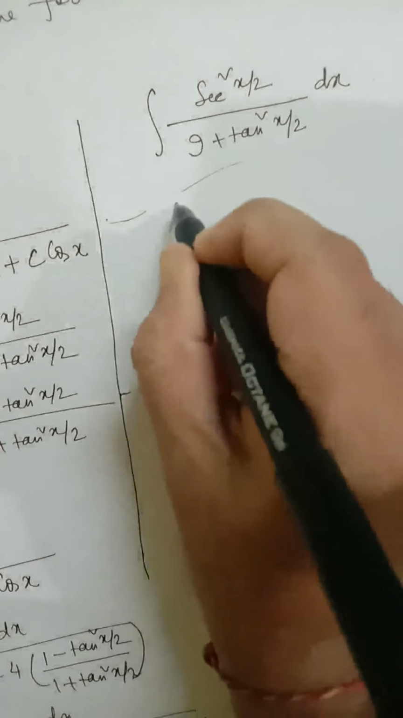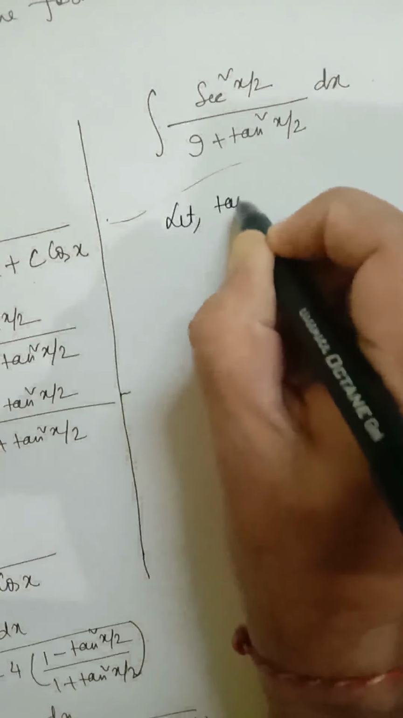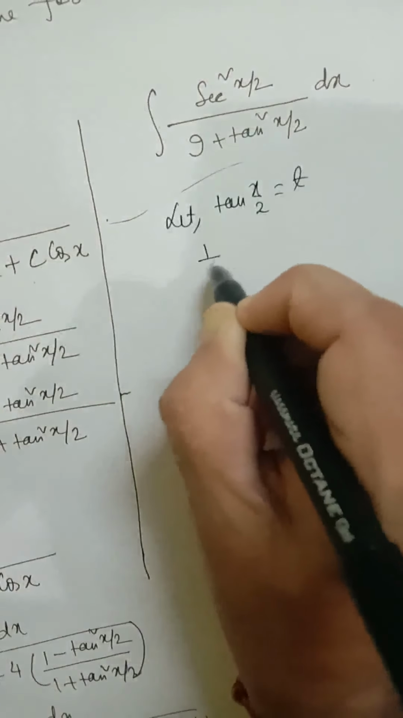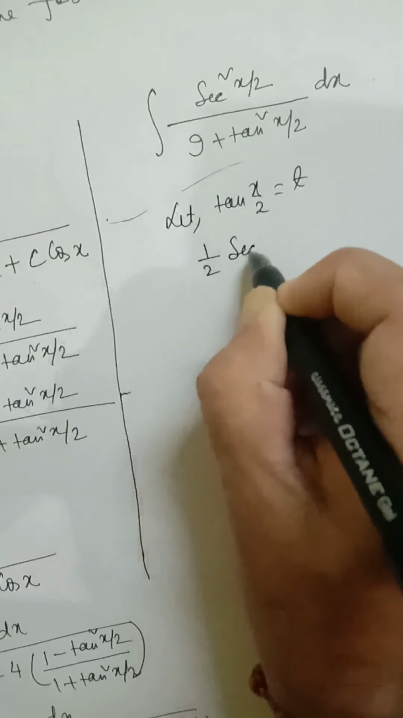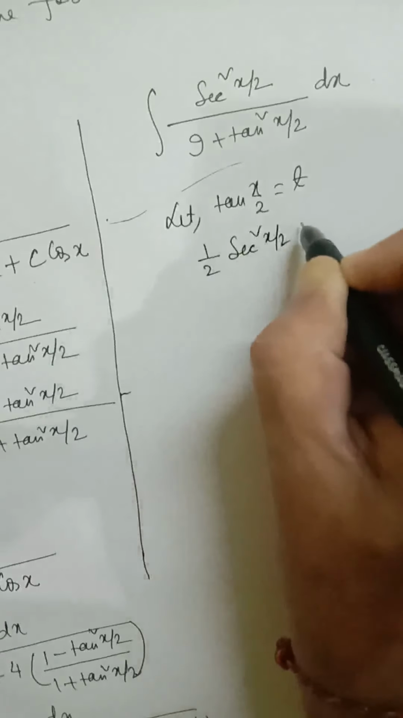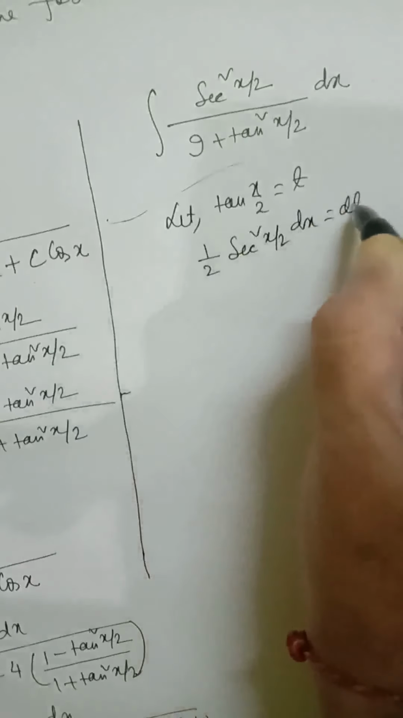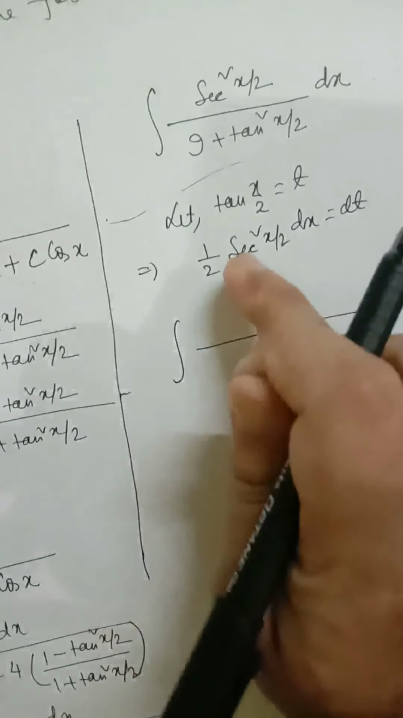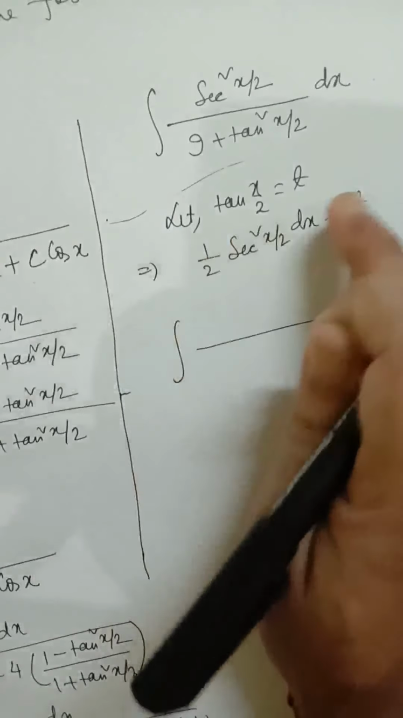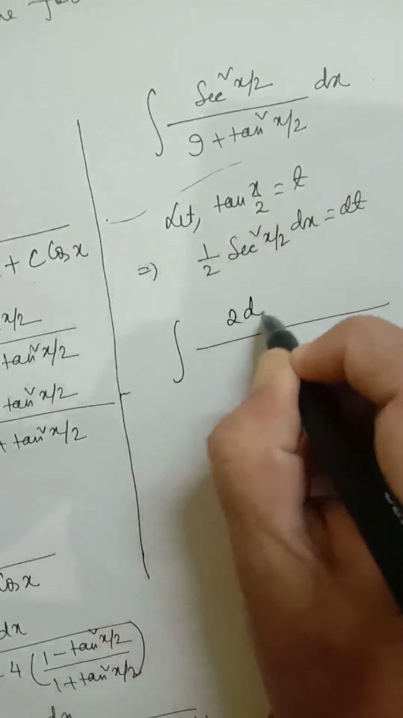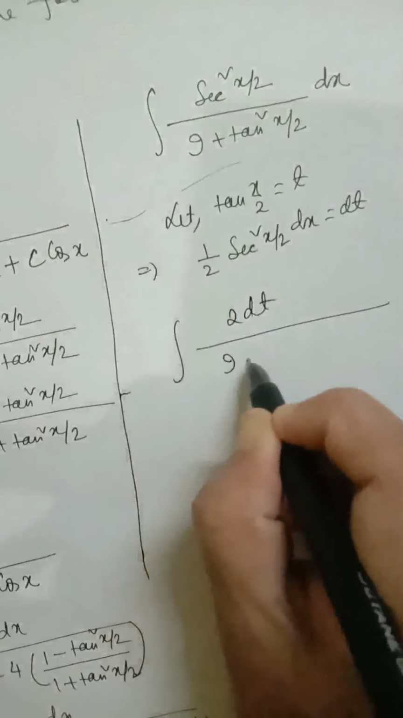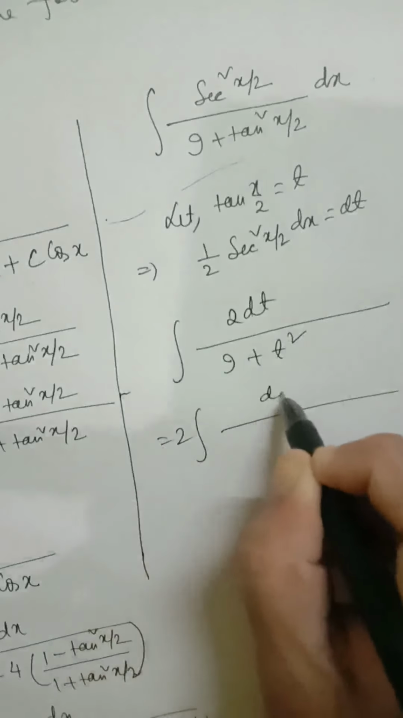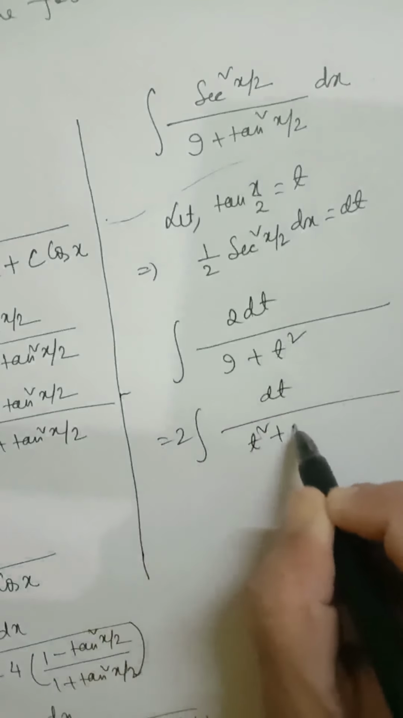So putting tan x by 2 equal to t, and if we differentiate, we get the derivative of tan x by 2, which is half into sec square x by 2 dx, equal to dt. So this integral will change: sec square x by 2 dx is 2 into dt, so it will be 2 dt divided by 9 plus t square. So this equals, we can write, 2 into dt by t square plus 3 square.